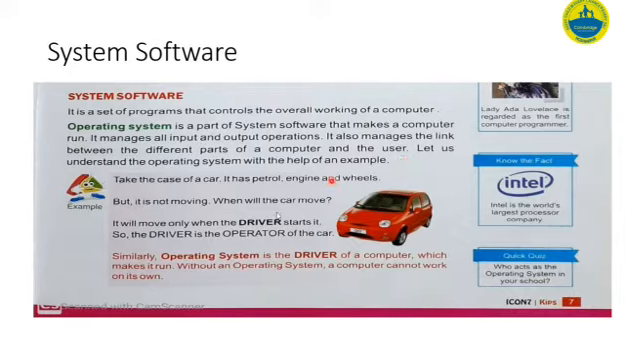They have taken the example of a car here. It has a petrol engine and wheels, but it is not moving. It will move only when the driver starts it. So the driver is the operator of the car, and we can see that the driver works as the system software. In a similar way, the operating system is the driver of the computer which makes it run. So the operating system is an example of system software.